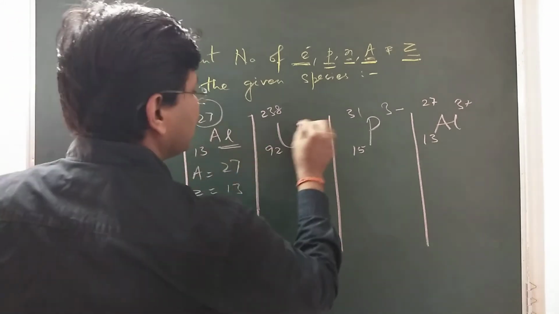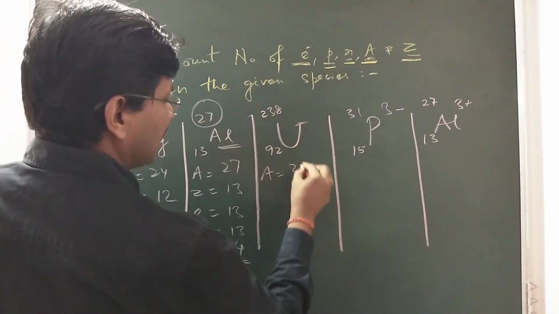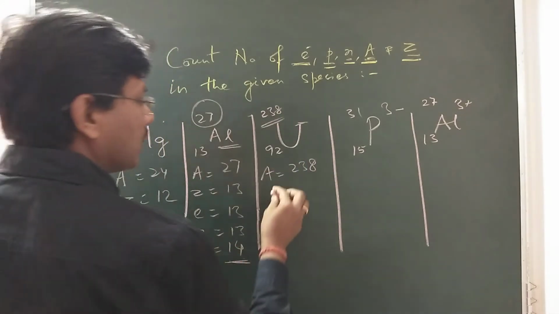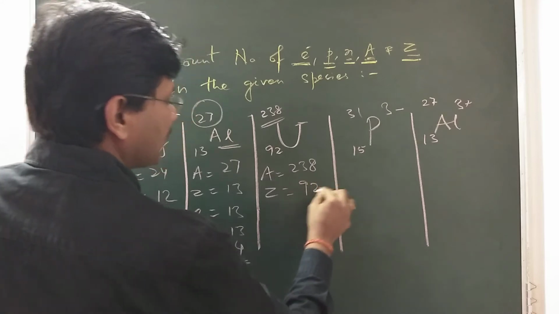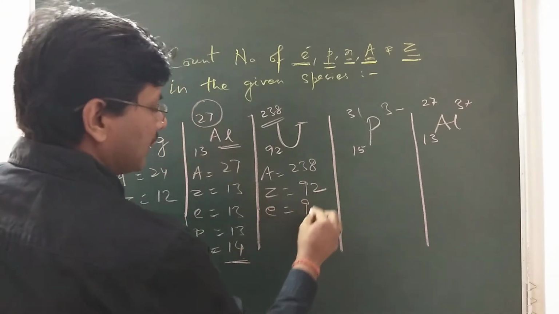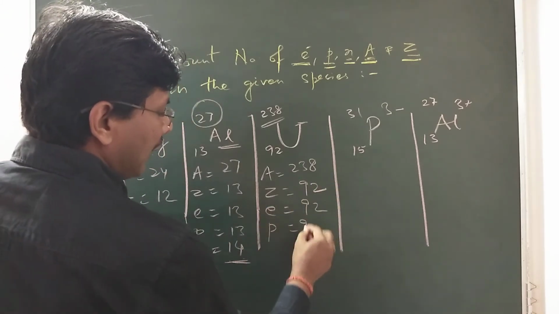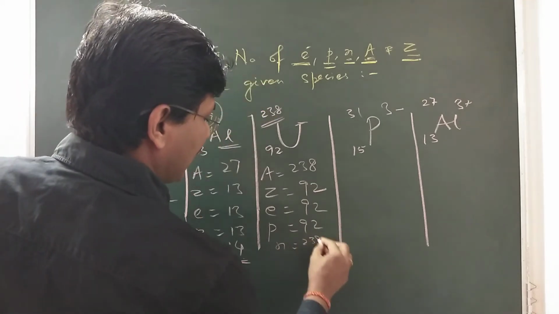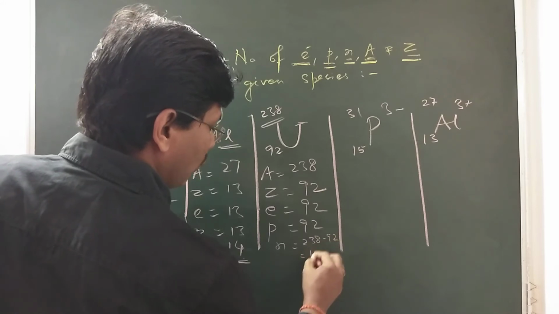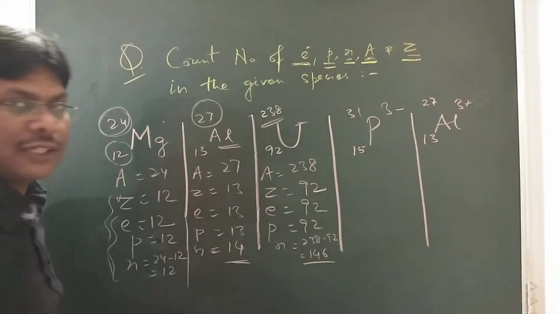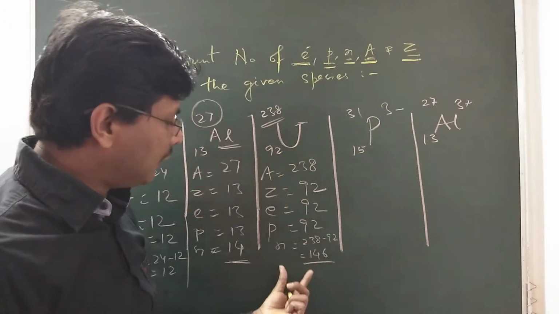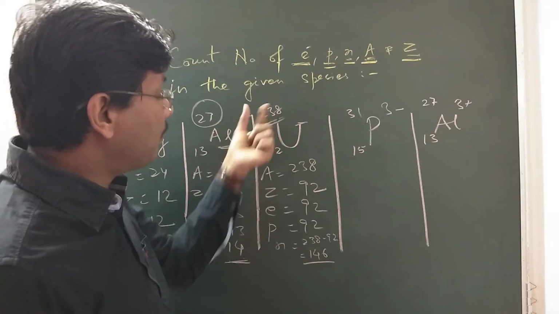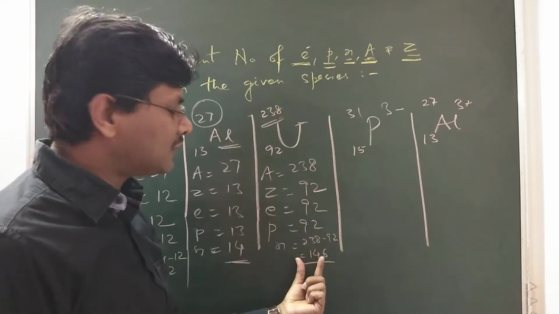Moving to uranium. So A is 238. We have taken the isotope 238, not 235 or 236. Z is 92 and electrons is also 92. Protons is also 92 and neutron is A minus Z, that is 238 minus 92, that is 146. So the number of neutrons in uranium 238, you have to say like this, is 146.